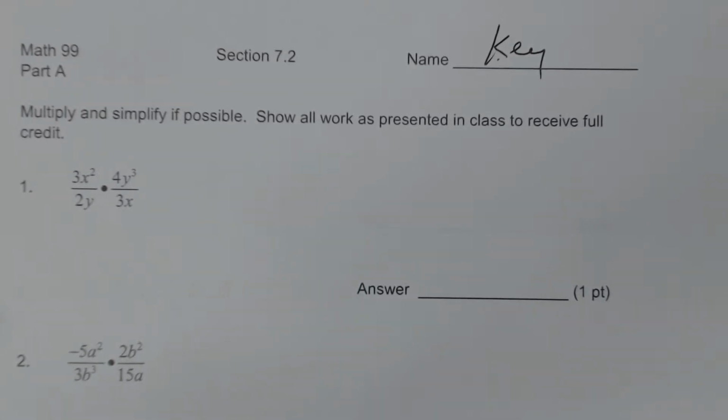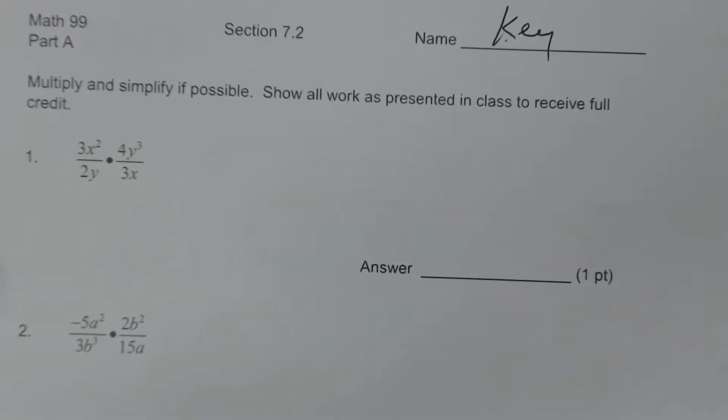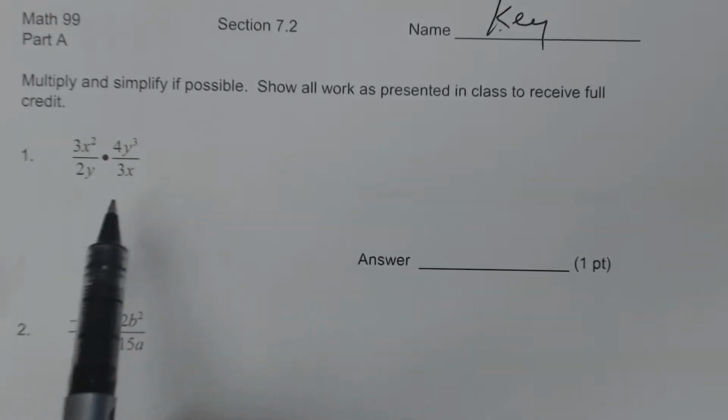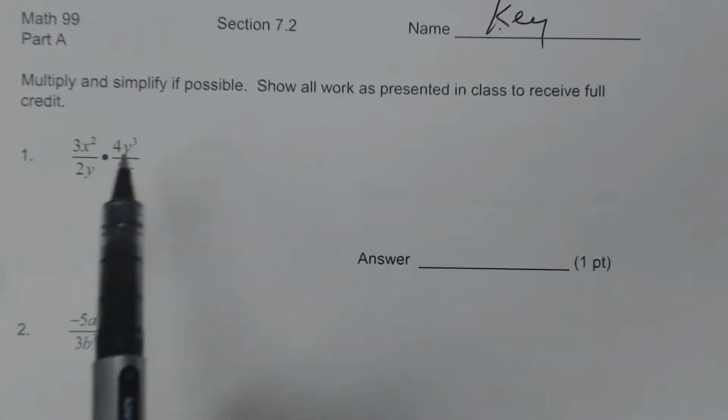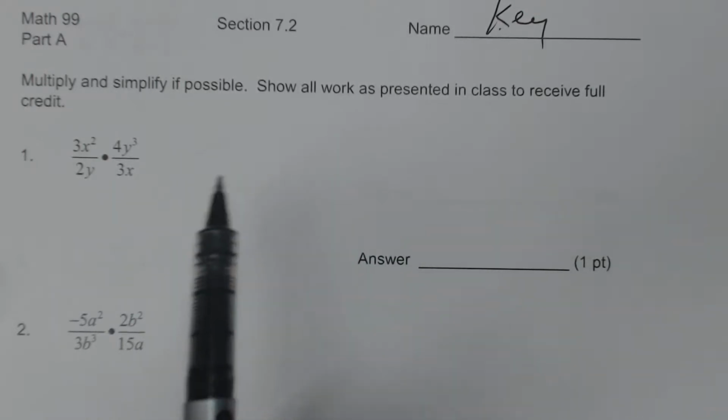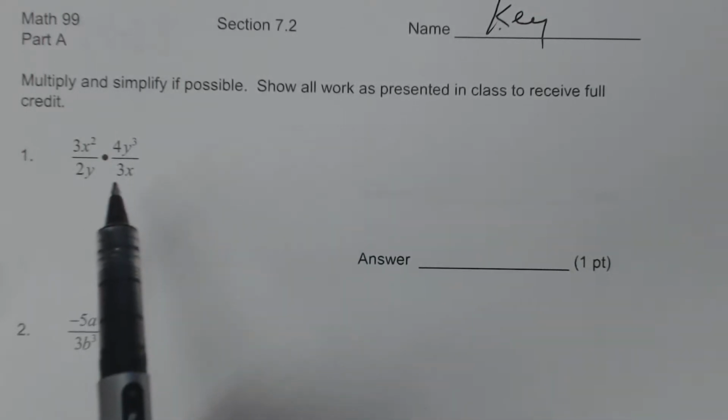Okay, so this is the key to section 7.1, 7.2, part A. All right, and so you want to multiply and simplify if possible. Show all work as presented in videos to receive full credit.